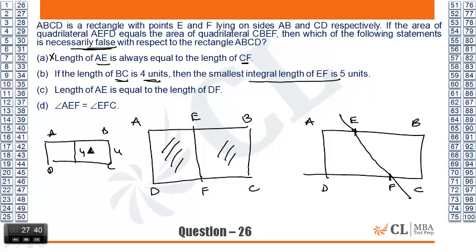Smallest will be this only, no? 4. We can cut like in the middle, no? Why would it be 5? It will be 4. So B. Let's just check. Length of AE is equal to length of DF.